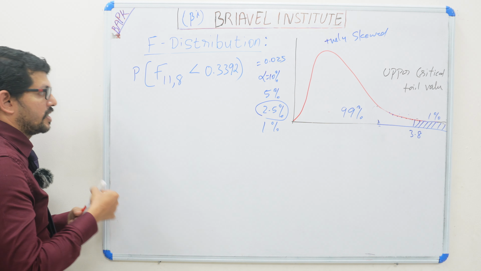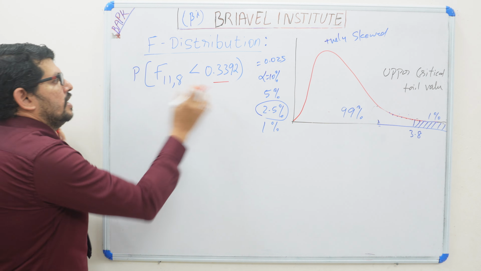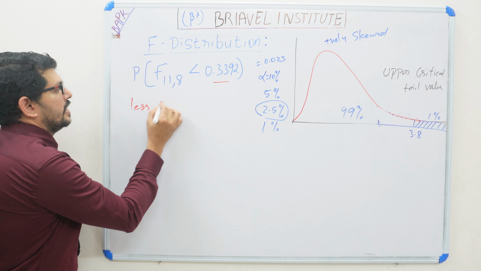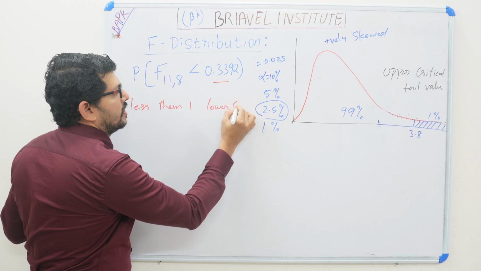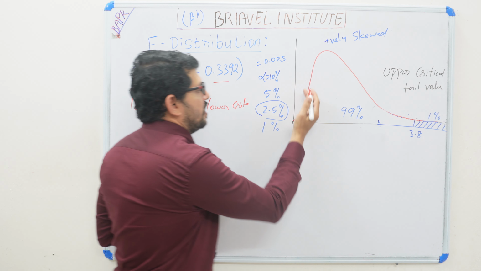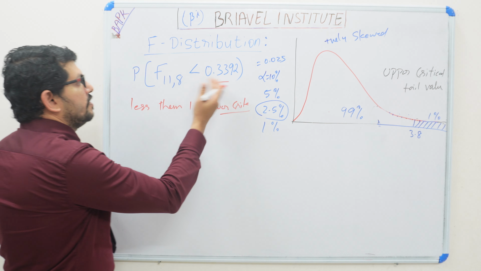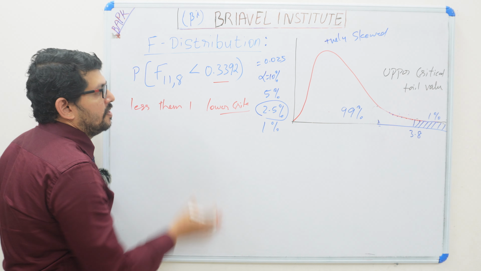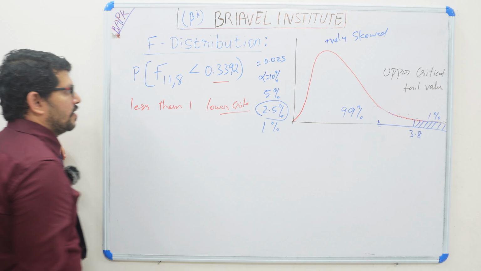So we check here whether it is greater than 1 or less than 1. It is less than 1, so it is a lower critical value, on this side only. We need to change it to an upper critical value, and only then will we get the value from the table. So how do we change a lower critical value?